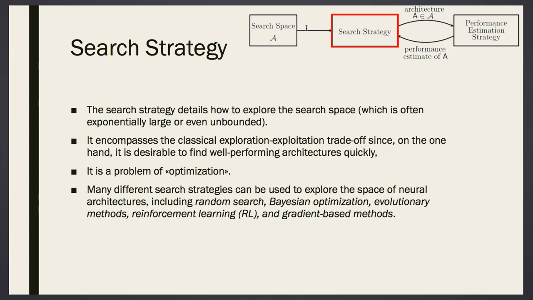So the search strategy encompasses the classical exploration-exploitation trade-off. On one hand, you want to explore every possibility, but you want to find a well-performing architecture very quickly. If you explore many things, it will be difficult for you to find some architecture working your way quickly, right? So this is a problem of optimization, guys.